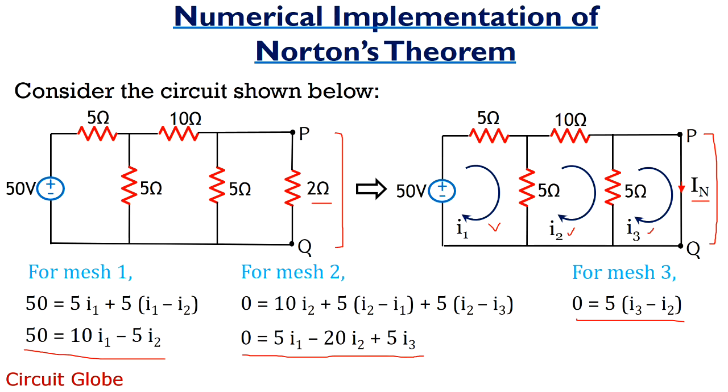From this equation it is clear that I2 is equal to I3. On solving these equations and putting in the values of I2 and I3, we will get I2 equals I3 equals IN, because the same current I3 flowing in this loop is equal to IN, which will be 2 ampere.